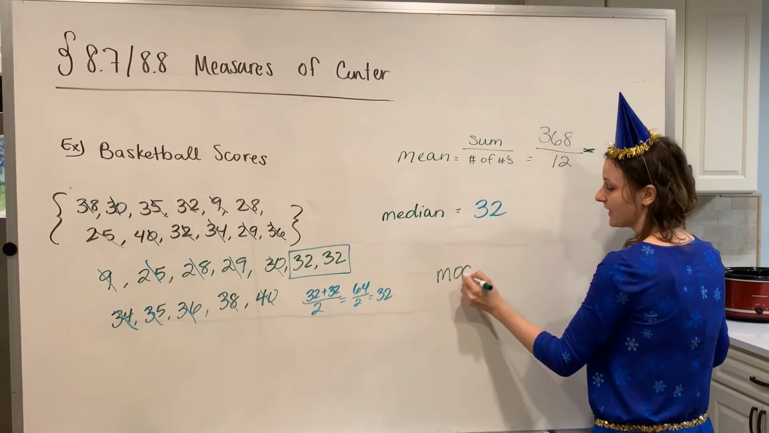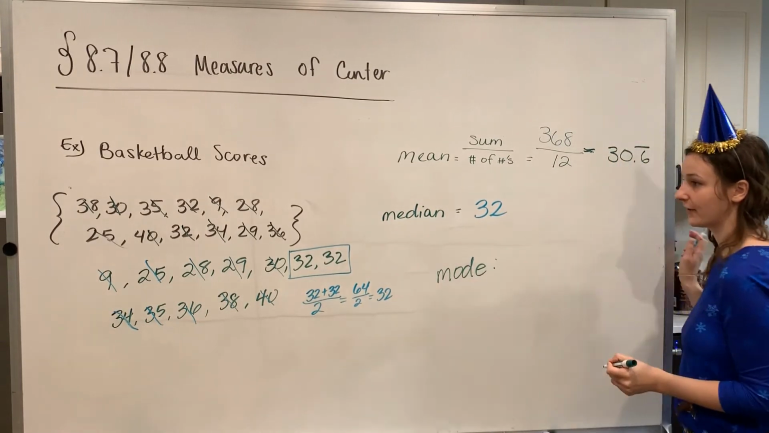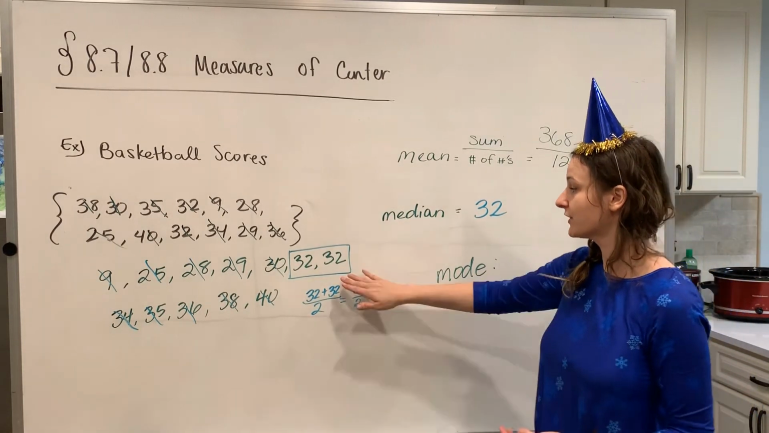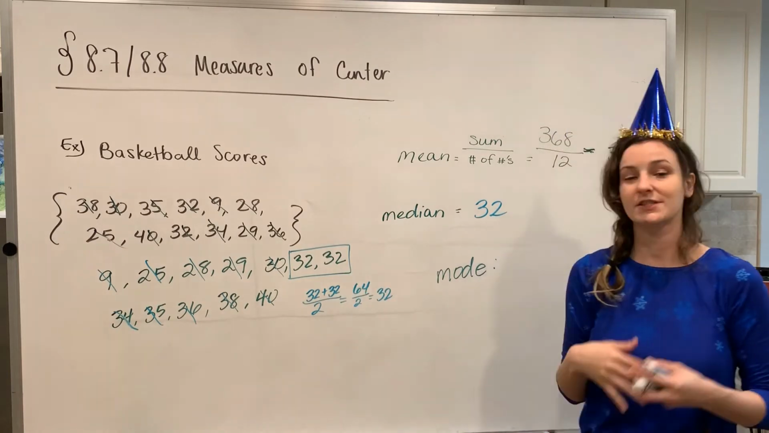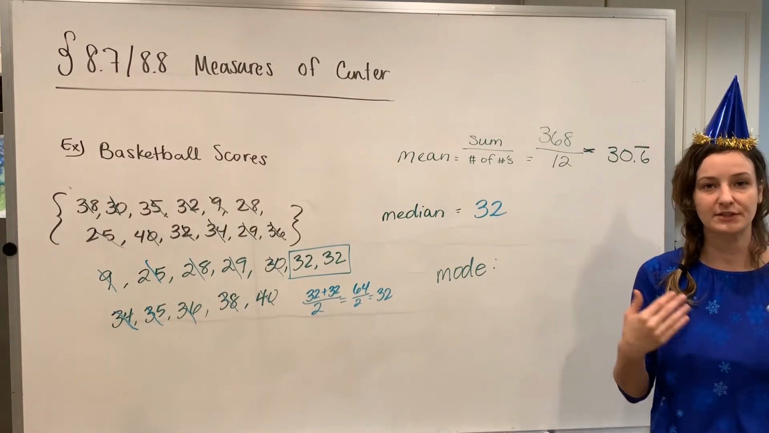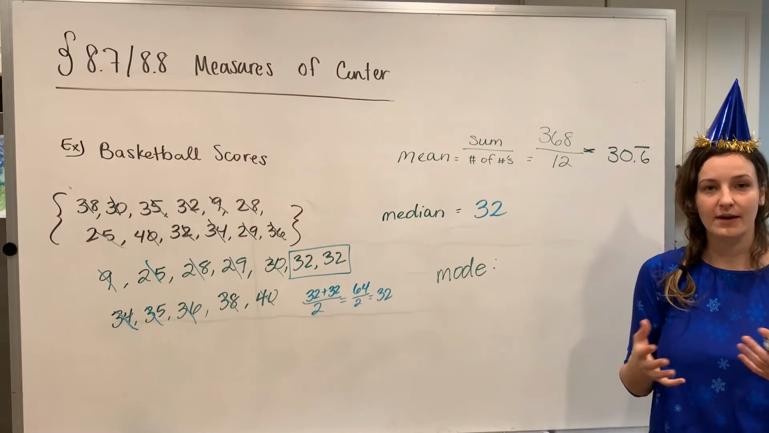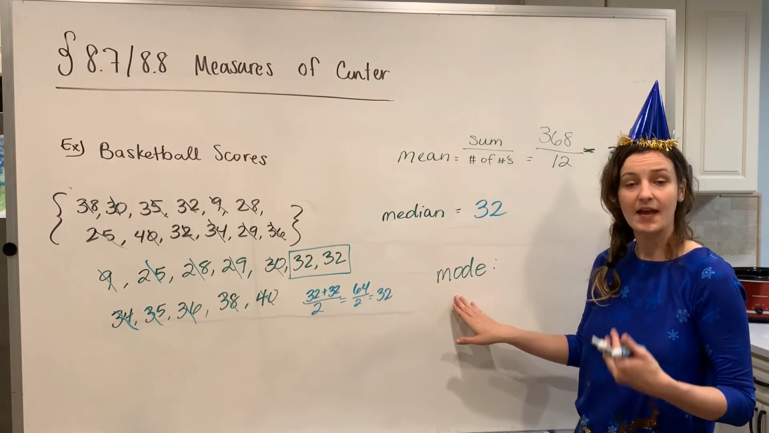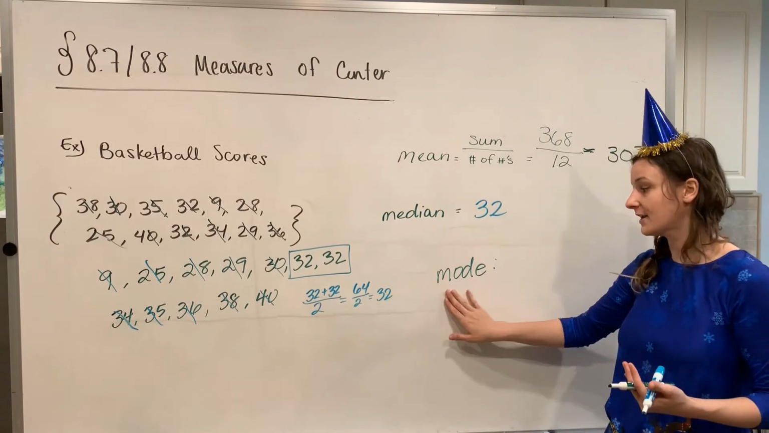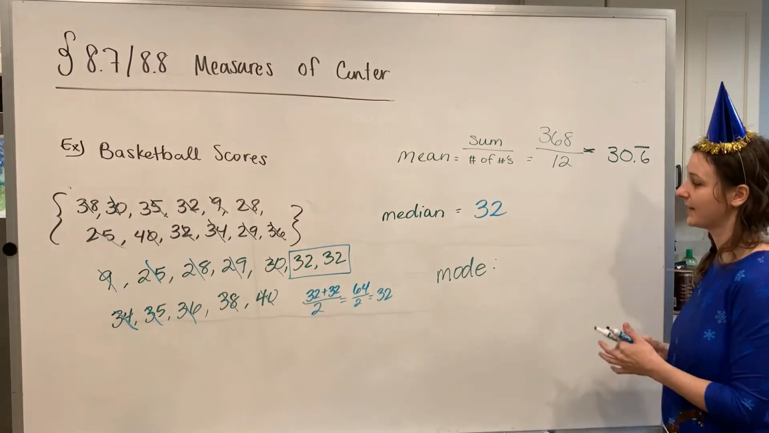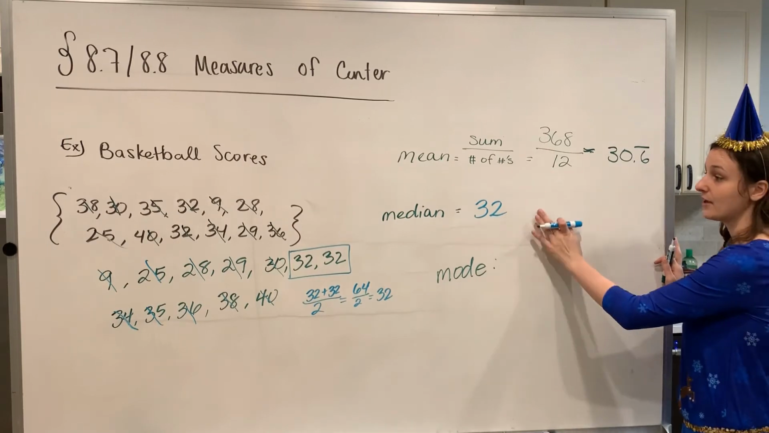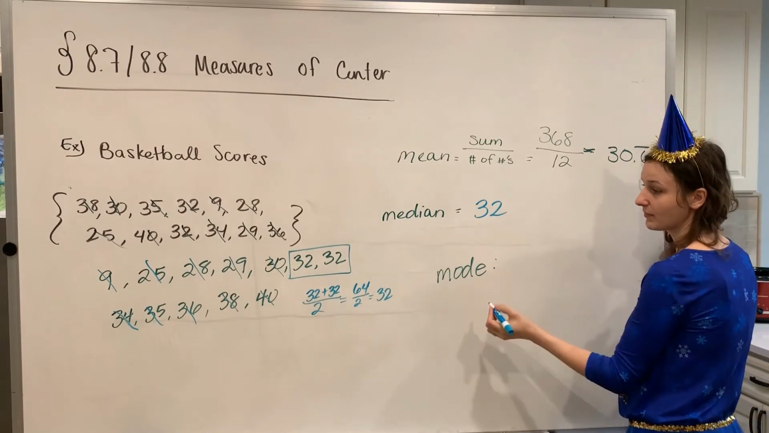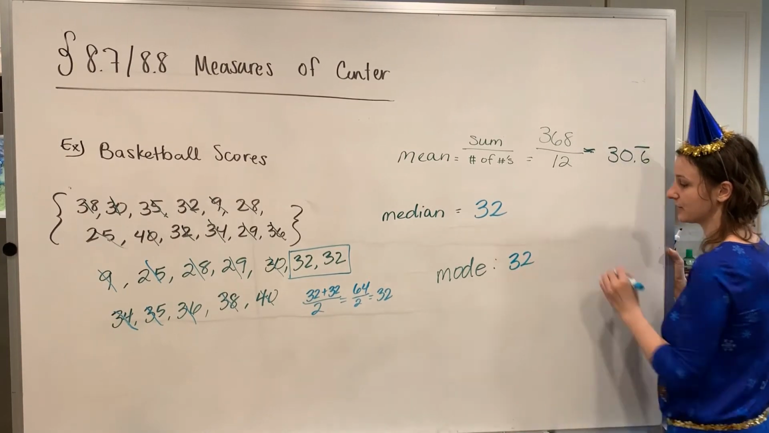And our mode is going to be the most often occurring value. So let's look here. Do we have anything that repeats? And yes, 32 repeats. Now the mode isn't just any number that repeats, it's the one that repeats the most. So if you have more than one number that repeats, then whichever one repeats the most is going to be the mode. If they repeat the same number of times, you can have more than one mode, okay? So mean, you can only have one value, median only has one value, but mode can have more than one value. Here, our most often occurring number is going to be 32.